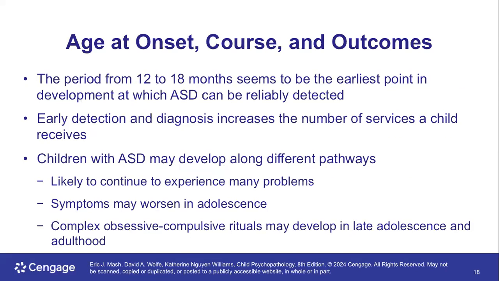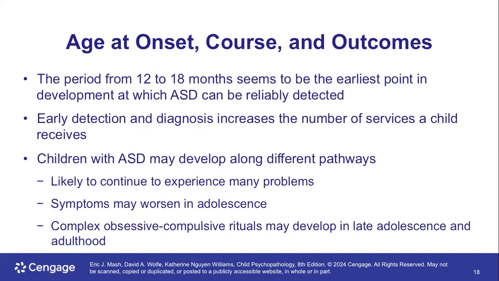So what's the age of onset? Well, I said you can detect autism as early as infancy. So anywhere between 12 to 18 months seems to be the earliest point where you can diagnose autism spectrum disorder reliably. Now, it should not shock you then that the American Academy of Pediatrics recommends a screening at 18 months and 2 years. Well, why would you be able to detect it as early as 12 months or 18 months?